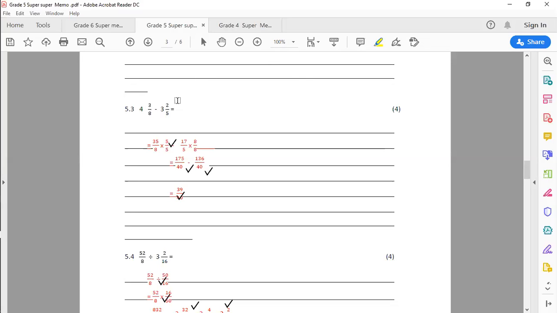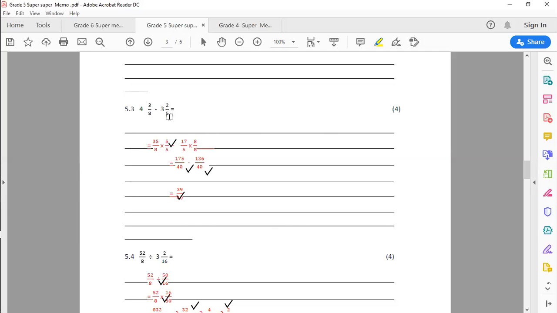So then also here, I changed these into improper fractions. 4 times 8 is 32, plus 3 is 35 over 8. Then 3 times 5 is 15, plus 2 is 17 over 5. Then, because these are prime, I'm going to multiply them by each other to get my LCD. So when I multiply them, my LCD is 40.